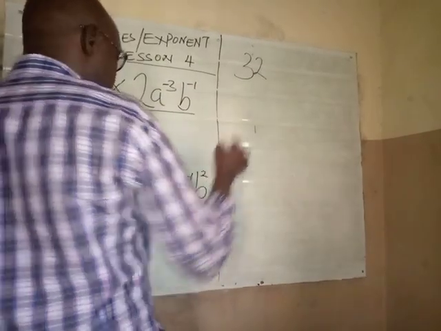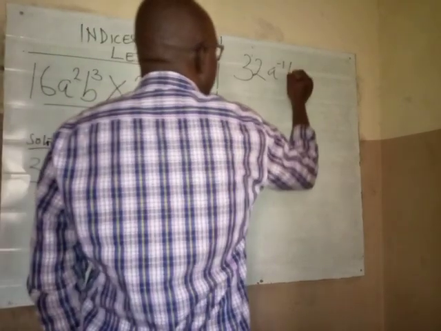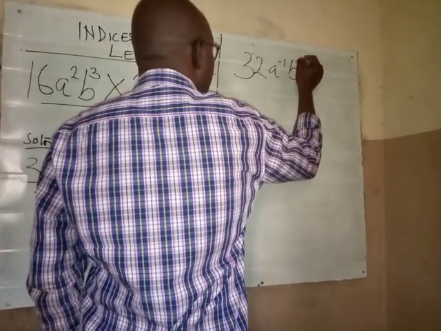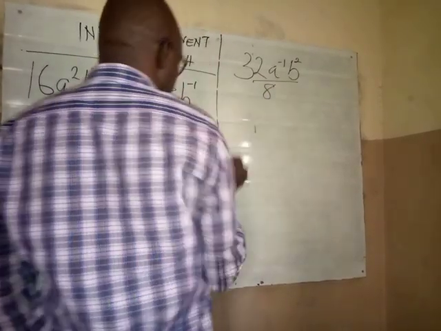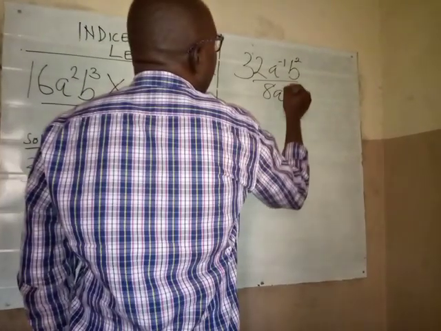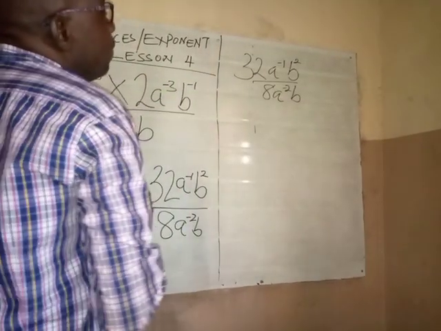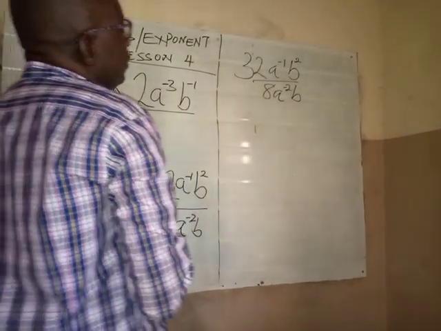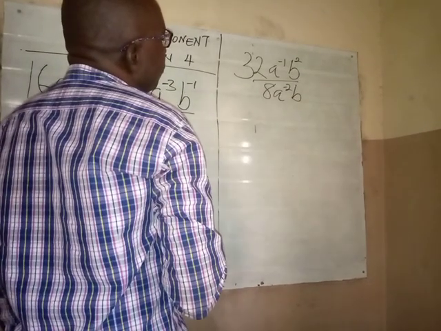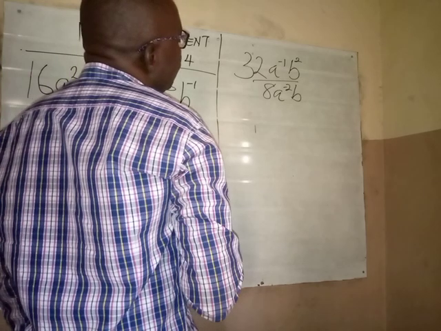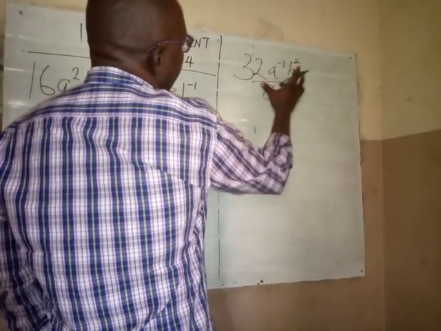32a raised to power minus 1 b raised to power 2 over 8a raised to power minus 2b. Then still in the law of indices, during division we subtract. What we do is that we subtract the powers.